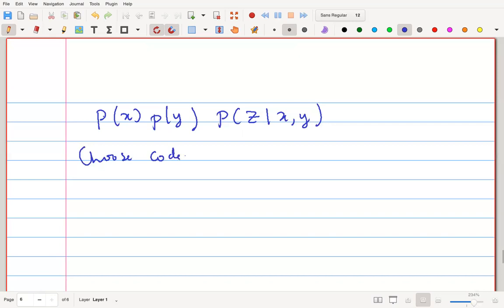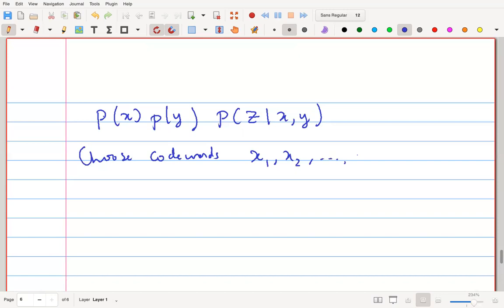So remember we have the underlying distribution Px, Py, Pz given xy. And now we'll form the random codebook construction. So choose code words from x1, x2.